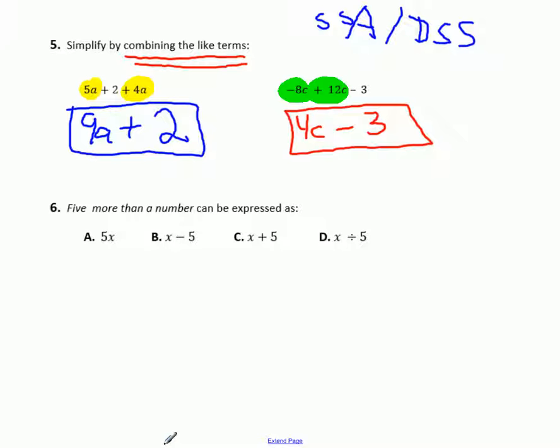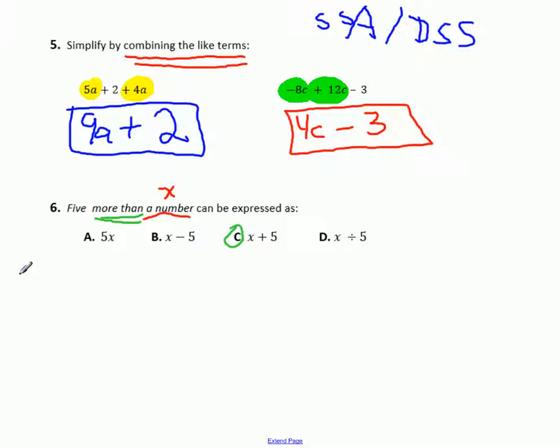Number 6 gets into that translating. 5 more than a number can be expressed as. So obviously my expression is going to have 5 and it's going to have a number. And when we mean a number, and if we don't know what it's called, we can call it x. We can call it any letter we want, but in this case they used the letter x. So the question is, what operation is 5 more than x? Well, more than just means add, which is why x plus 5 will be your answer.